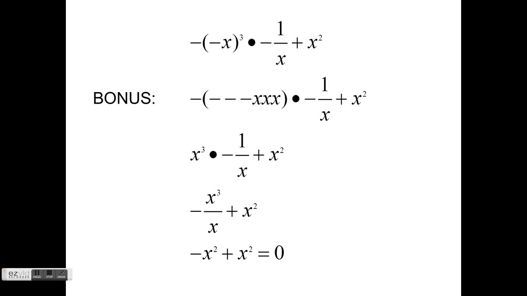And then you're adding positive x squared, PEMDAS. You don't add till the very end, so that plus x squared doesn't happen till the very end. And they're additive inverses, yay, and so the answer was 0.